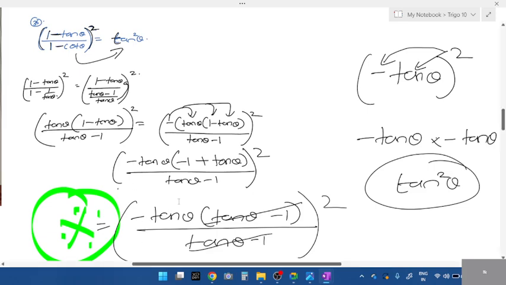Or even only the denominator also we could have converted. In the denominator we have tan theta minus 1. If you had multiplied by minus, students, you would have got 1 minus tan theta. Only with the denominator also you can write minus, no problem.